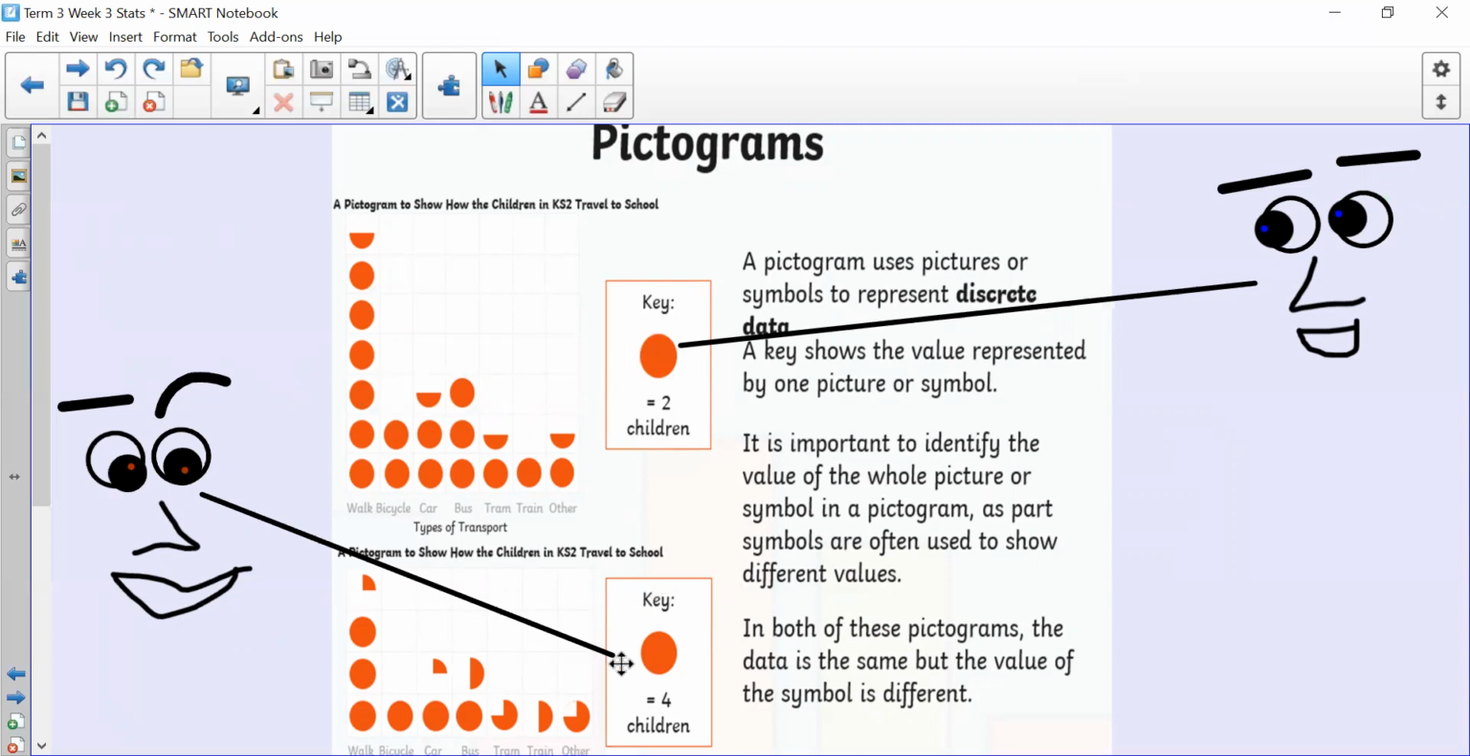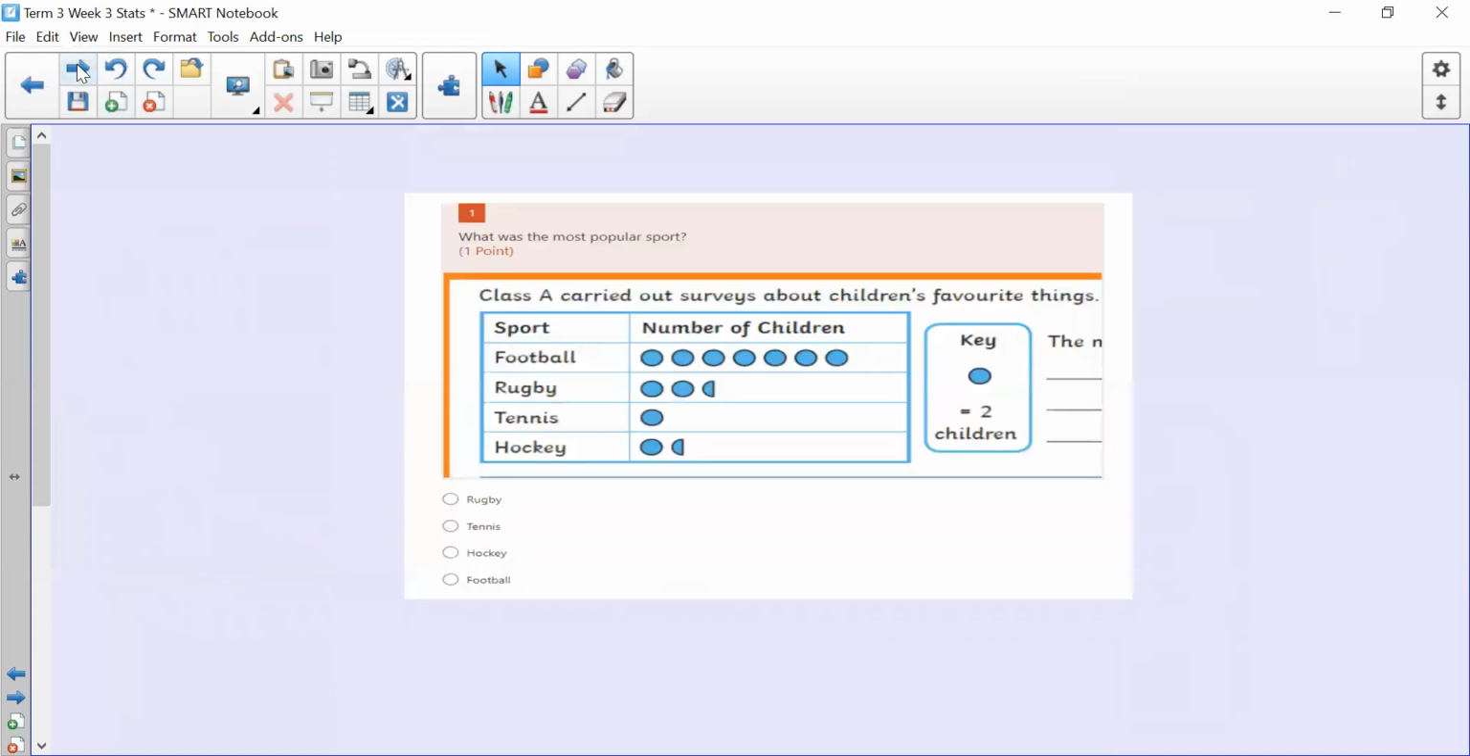Okay, so for example, with this key for 4 children, if a whole circle is 4 children, then what do you think a half semicircle will be? It's 2. And what about this? Can you remember what this is called? It's a quarter. So how many children do you think that will be worth? It's 1 child, okay? So it's really important. It is key to look at the keys today, okay?